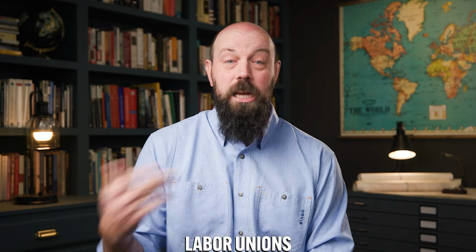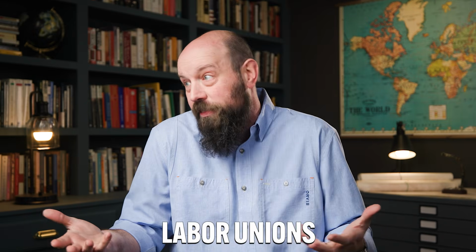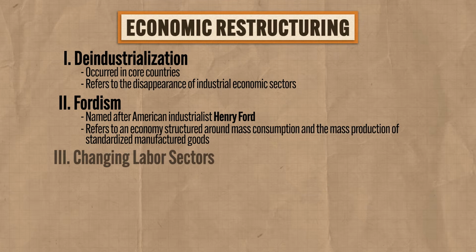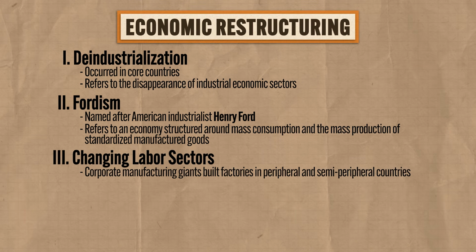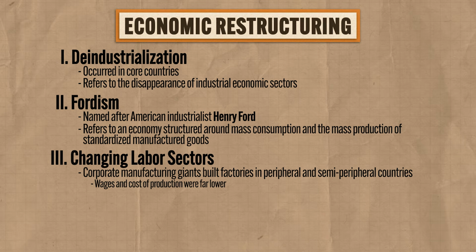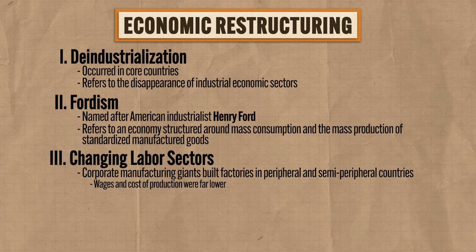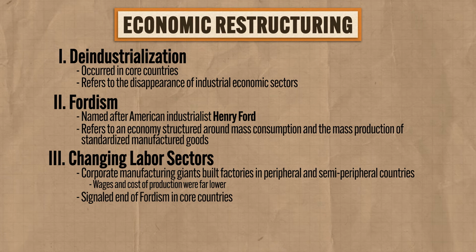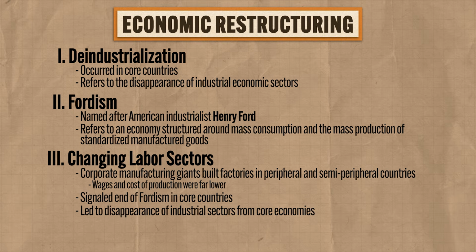You see, workers in core countries wouldn't accept such a deal, what with all their labor unions and their demands to be able to afford things like bread and gas. So the result was that many corporate manufacturing giants began investing their money to build factories in peripheral and semi-peripheral countries where the wages and cost of production was very low. And so this movement signaled the end of Fordism in core countries and led to the significant disappearance of industrial sectors from the core economy.